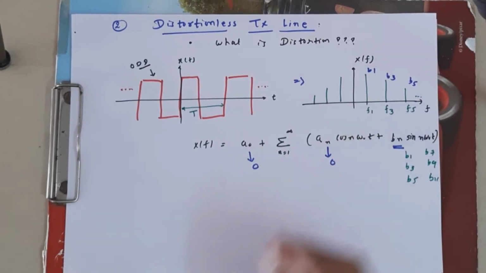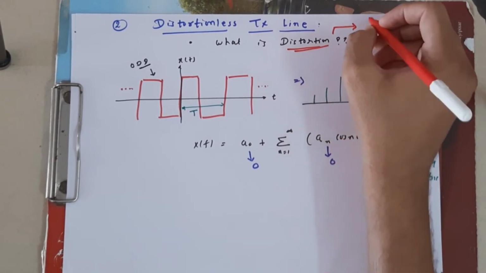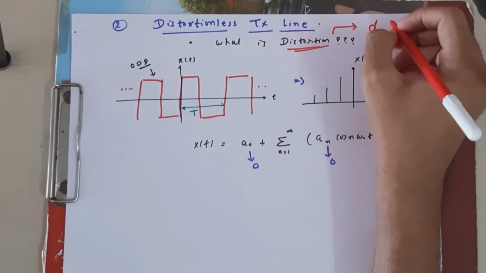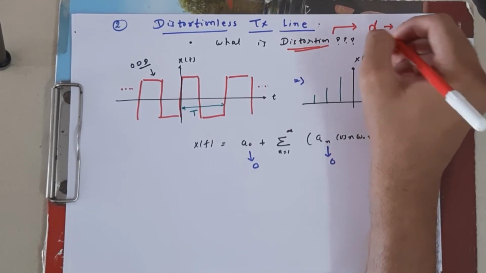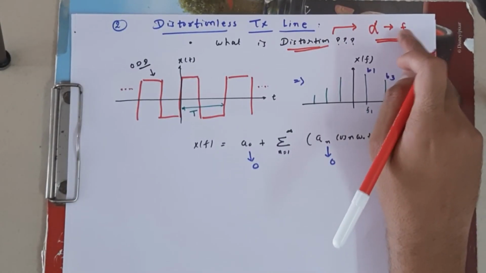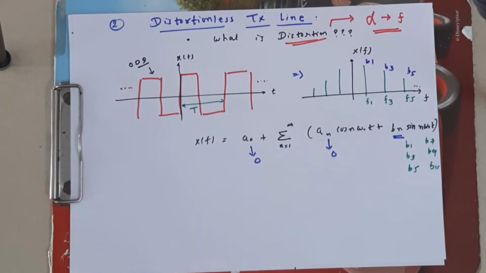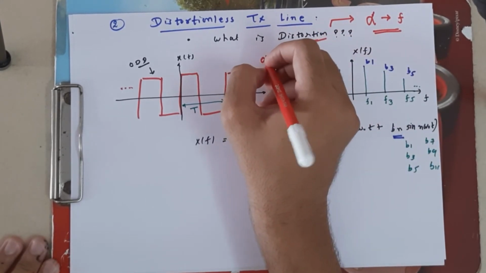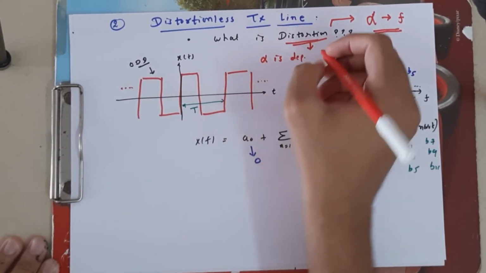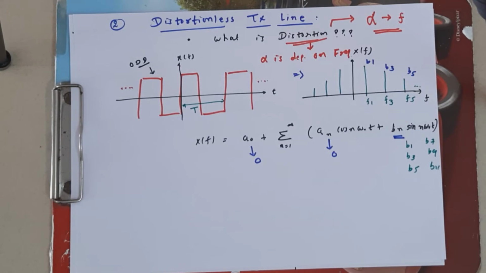Because here there is the concept of attenuation constant. For the distortion line, the attenuation constant alpha is directly proportional to the frequency. So if the frequency is changed, the value of the attenuation constant is changed. So alpha depends on the frequency for the distortion line.